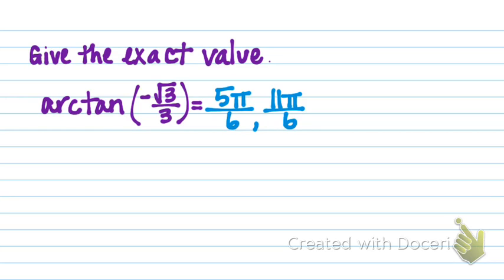Okay, so if you just type this in your calculator, it's going to give you some crazy decimal answer. You're not going to be able to change it back to something that's a radian. So you need to be able to look at your unit circle and find the information on it.